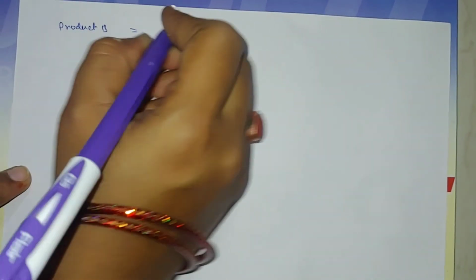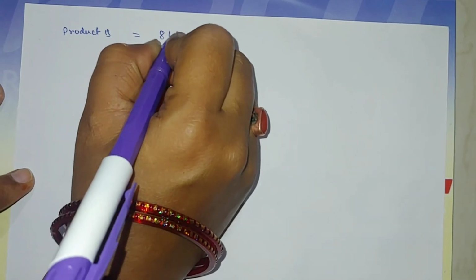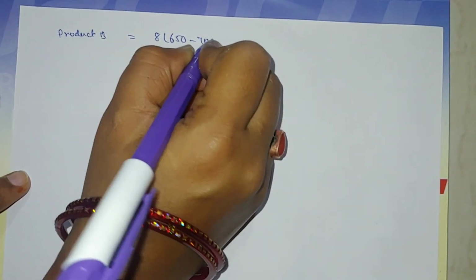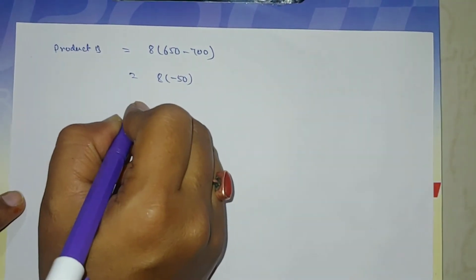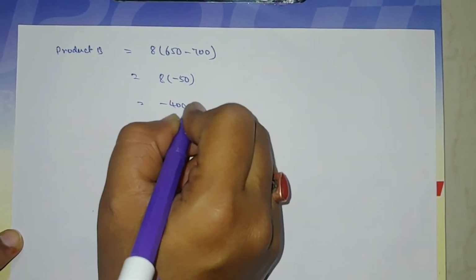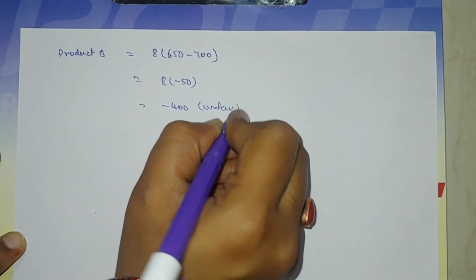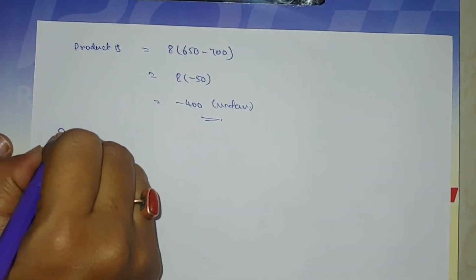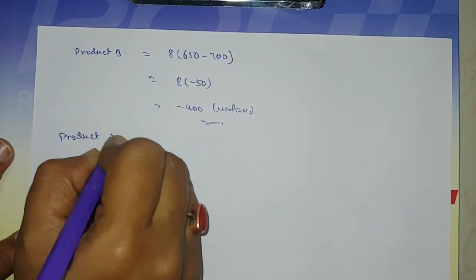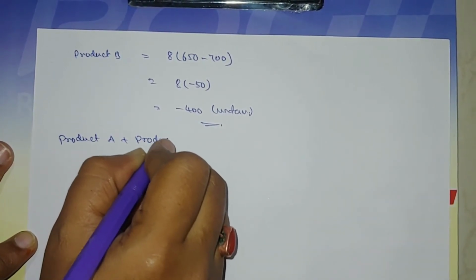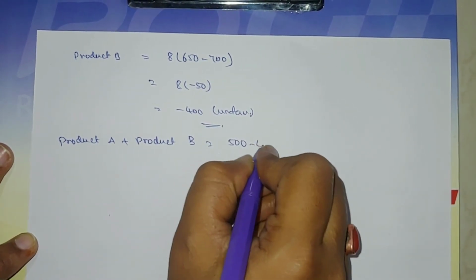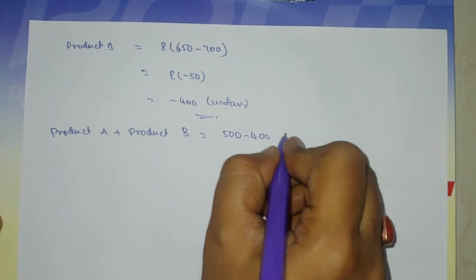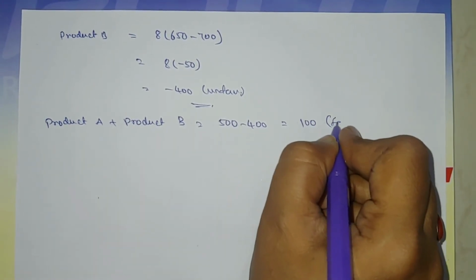Next, product B is equal to 8 into (650 minus 700), equal to 8 into minus 50, which is equal to minus 400. It is unfavorable. Therefore, product A plus product B is equal to product A 500 minus product B 400, which is equal to 100. It is favorable.